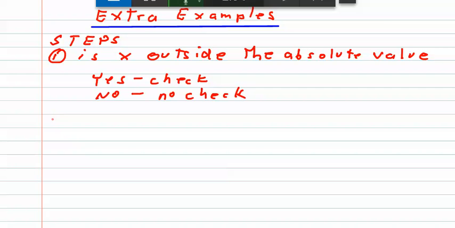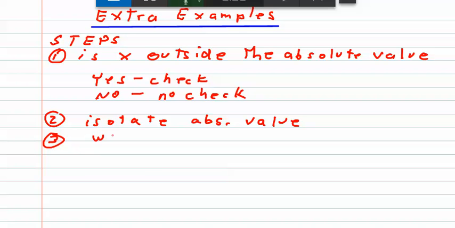2, isolate the absolute value. We get the absolute value by itself, then we write the equations. All right.